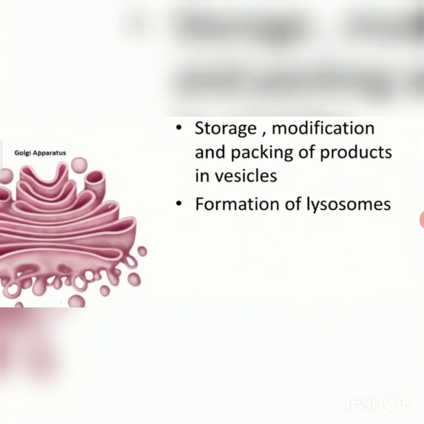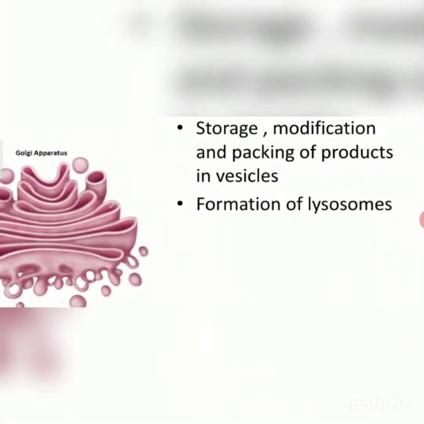Now, another most important function is the formation of lysosomes. The Golgi apparatus is also involved in the formation of lysosomes. So what are the functions of the Golgi apparatus? It includes storage, modification, and packing of the materials that are prepared in the endoplasmic reticulum, and it is also involved in the formation of lysosomes.